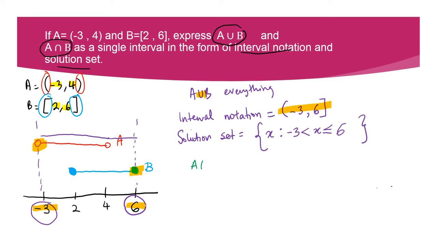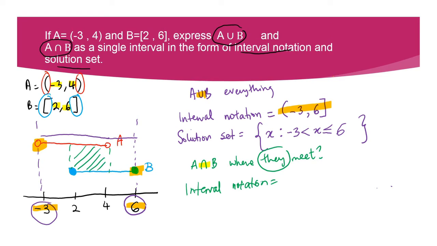Now for intersection, A intersect B. Intersection, we always play with where they meet. They here refer to the number line A and B. So you look at our number line A and B. Where do these two number lines meet? So you look at where the red and blue lines meet. They will meet at this region. This is where the red and blue line will meet.